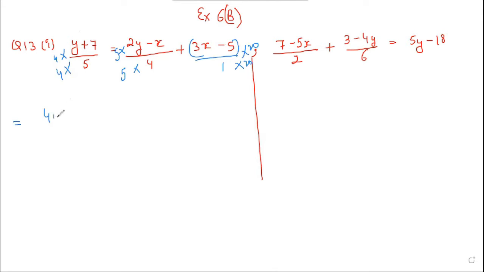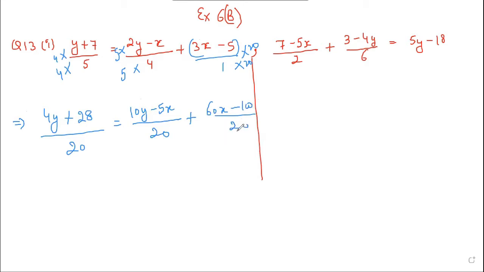So 4y plus 28 by 20 is equal to 10y minus 5x by 4, very good, by 20, plus 60x minus 100 by 20. So on both sides, the denominator is 20, so I can cancel the 20.